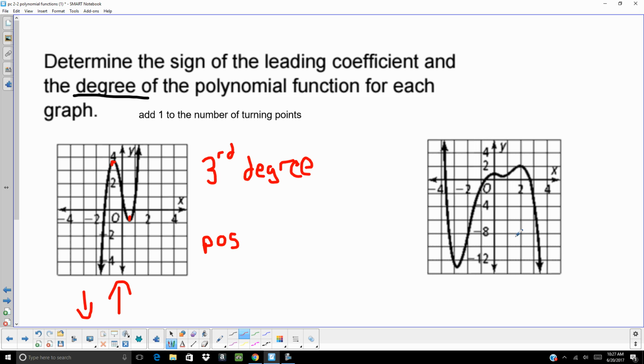And my leading coefficient here would be positive. So over here on our next example, we want to look at our number of turning points. It's a little harder to see your turning points on this one. There's 1, 2, 3, 4. Those are real minor turning points, but if you notice, you're going from increasing to decreasing to increasing to decreasing. So we've got a 5th degree, and my end behavior is up, down, so I'm going to have a negative leading coefficient.